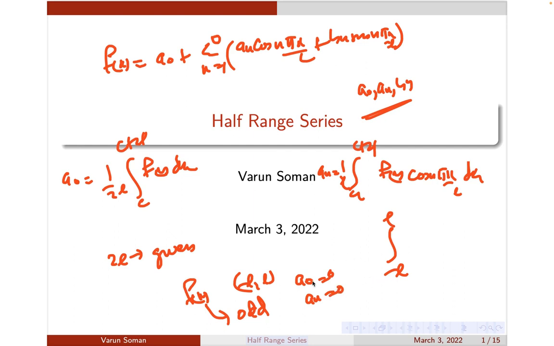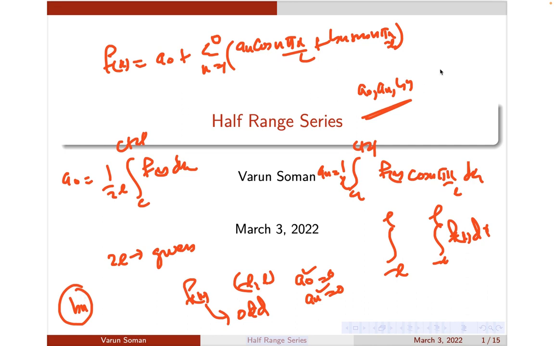Integrating from minus L to L, a naught, which is the integral of f of x dx, will be 0. Similarly, f of x into cos n pi x by L is also an odd function. So when you integrate from minus L to L, the values of a naught and an will become 0, and only bn will remain. So that is the ease of computation in the case of an odd function.